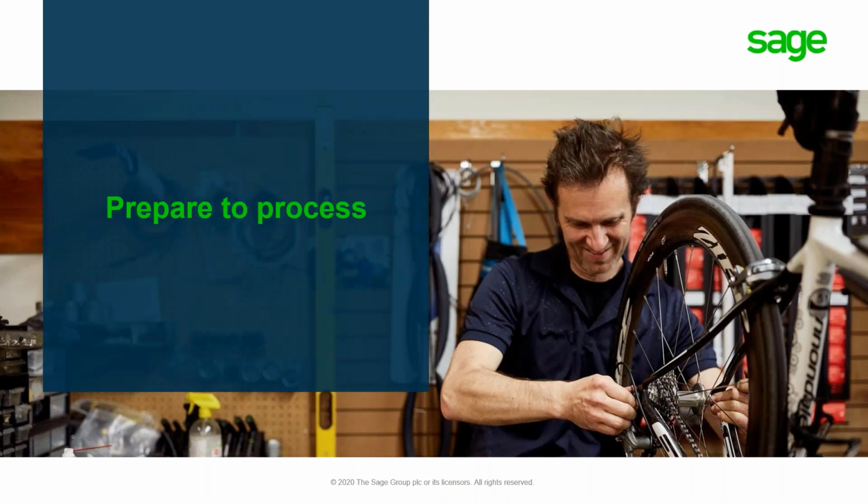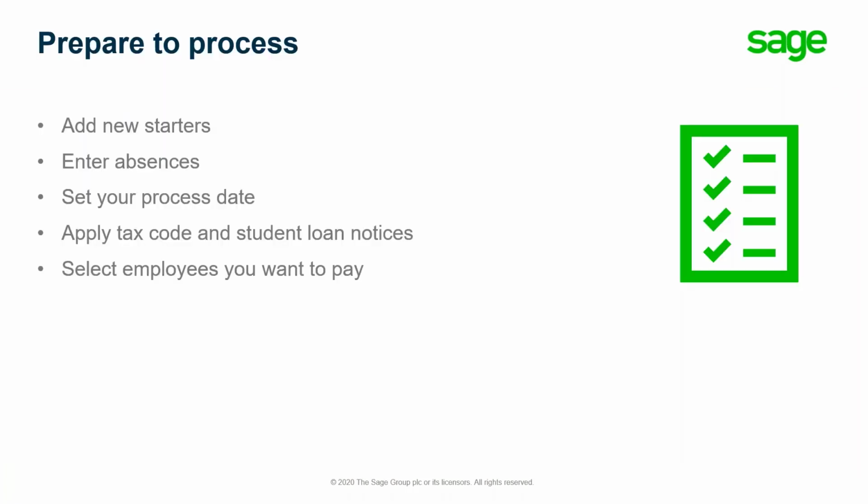So moving on to actually using the software, the first thing I'm going to do is take you through a bit of a checklist on preparing to process your payroll. Some of the things you may need to do before you actually sit down and enter the wages. So here are 5 tasks for you. Number 1, add any new starters that have joined the company since your last payroll. And I'm going to show you how to deal with starter forms when we go through the demo. Number 2, enter any absences that qualify for a statutory payment. And that includes maternity, paternity, or sickness absence.